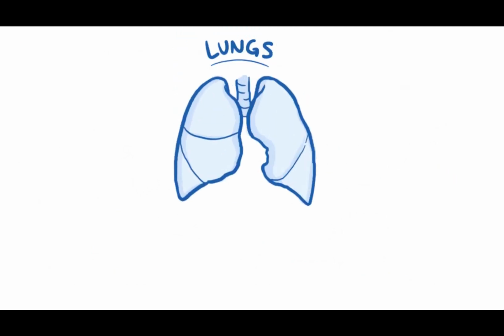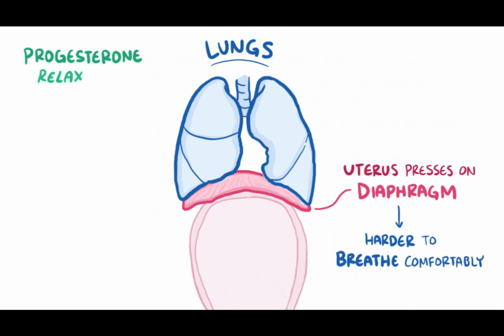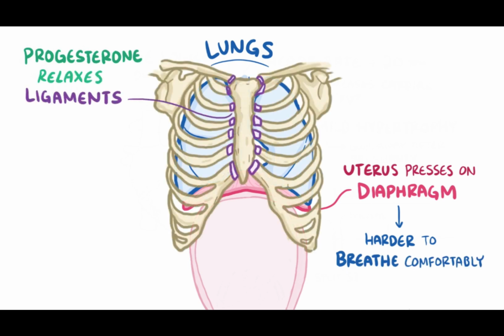The lungs get affected as well. The uterus pushes upwards on the diaphragm, making it harder for pregnant women to breathe comfortably. There's some compensation because progesterone relaxes ligaments in the thorax, increasing the transverse diameter of the rib cage, like a bucket handle that swings out, and the antero-posterior diameter of the rib cage, like a handle that pulls up.